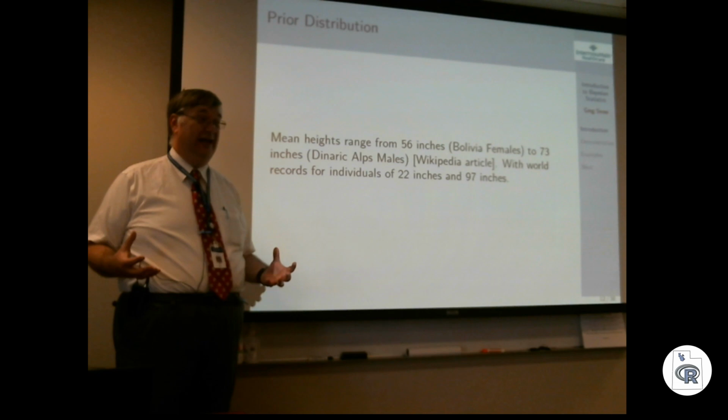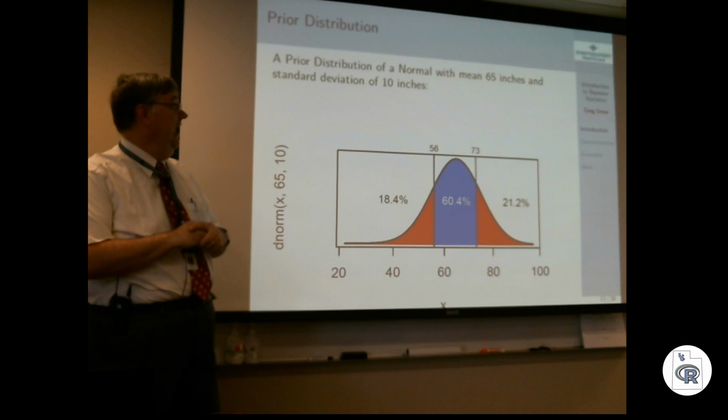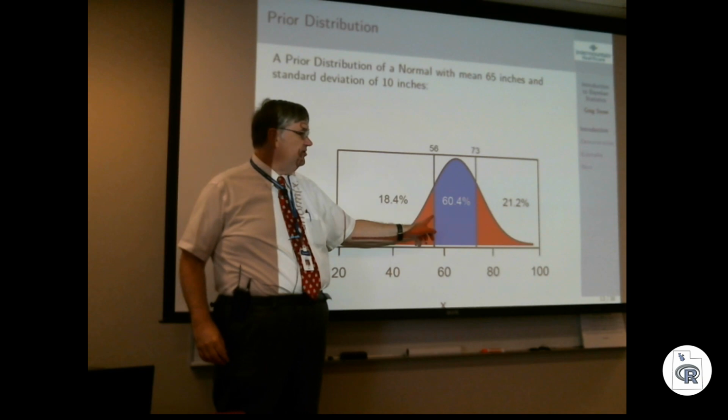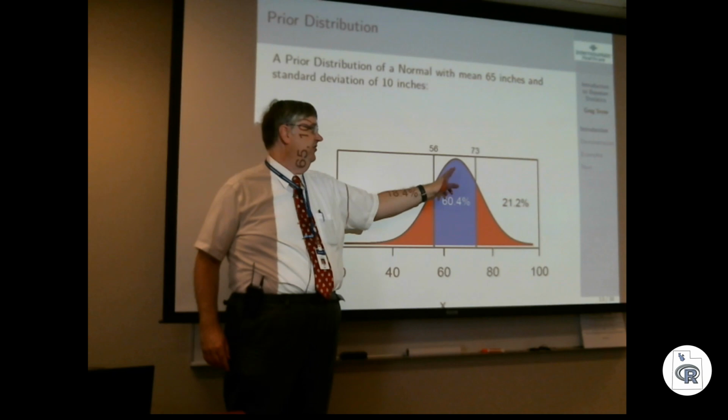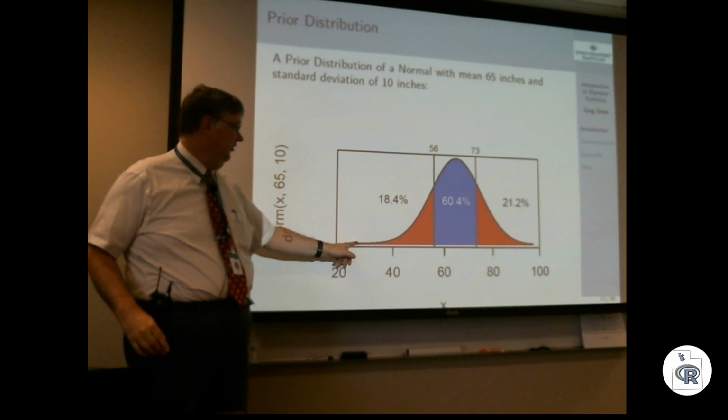So with that, I said, well, let's look at a nice normal distribution. Normal's easy to work with, and we're familiar with it. I tried a few different round values, and I found that a mean of 65 inches and a standard deviation of 10 inches gives me this curve, with about 60% of the area of the normal curve between 56 and 73, which I already established as the extreme means from that Wikipedia article, and the world records at 22 and 97 are really unlikely to be there.